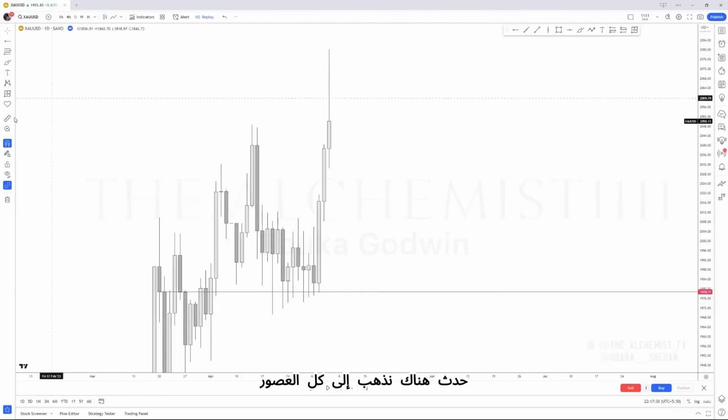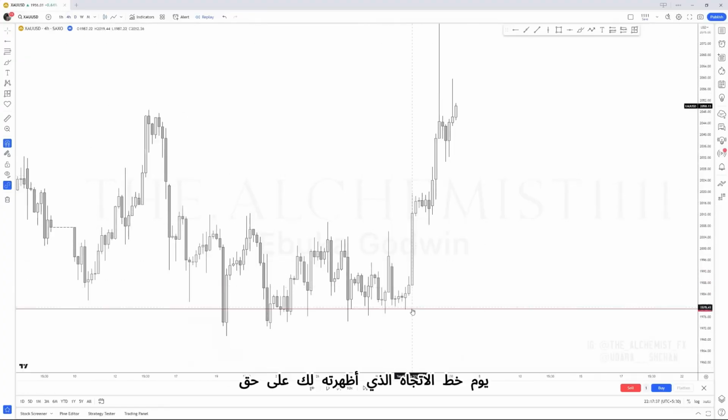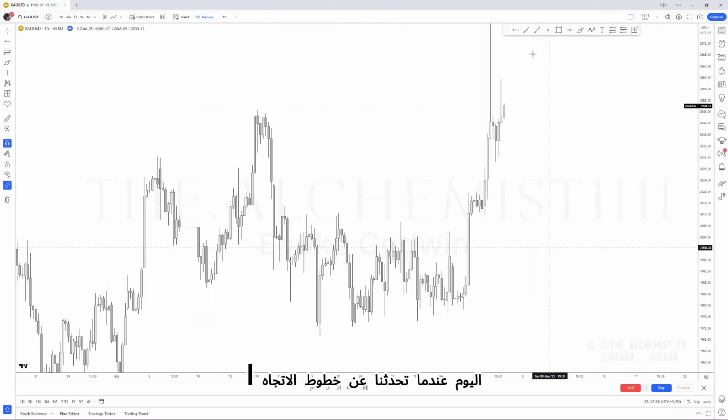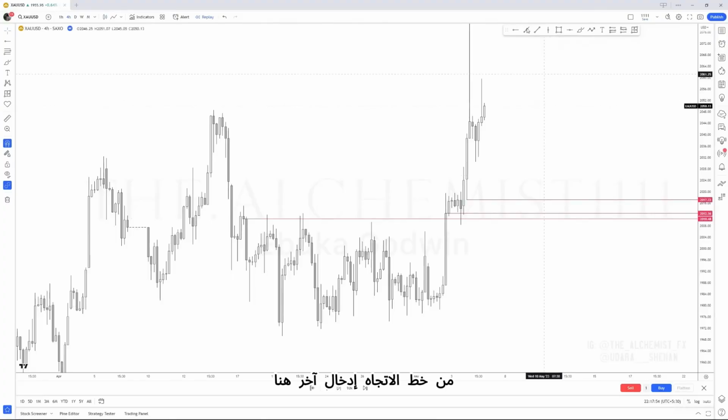There we go. Into the all-time highs. Can you see? Right into the all-time high. So in the trend line example, on the day when we talked about trend lines, I showed you the entries, right? One entry here. Why did we enter here? This level was used as resistance many times. Entry here after the rejection. And then another entry here from a trend line. Another entry here from a trend line. See?